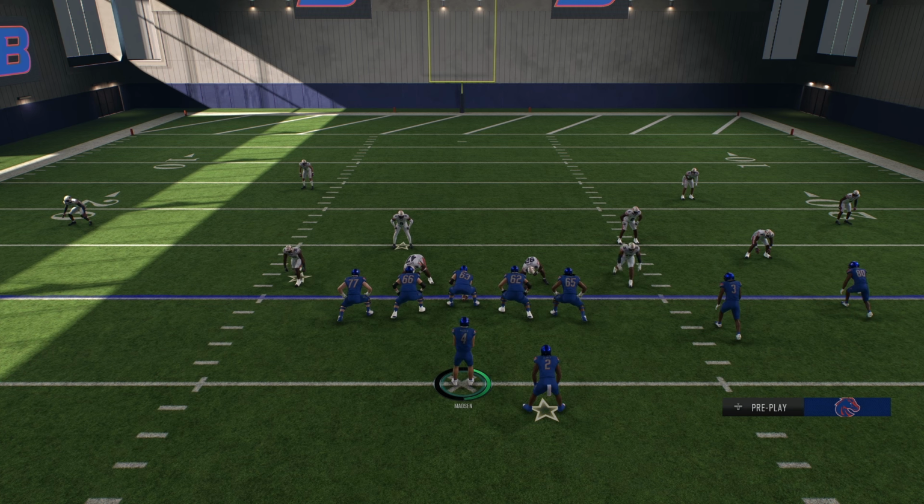Do you struggle at running the football? Do you just feel like no matter what you do, no matter what play you pick, you just cannot run the ball successfully, so you have to focus on passing, which leads to turnovers, forced passes, and bad decisions all around? Well, this is going to be the video for you, and I recommend sticking with it and watching it and learning a few things on how to be successful at running the football in College Football 25.